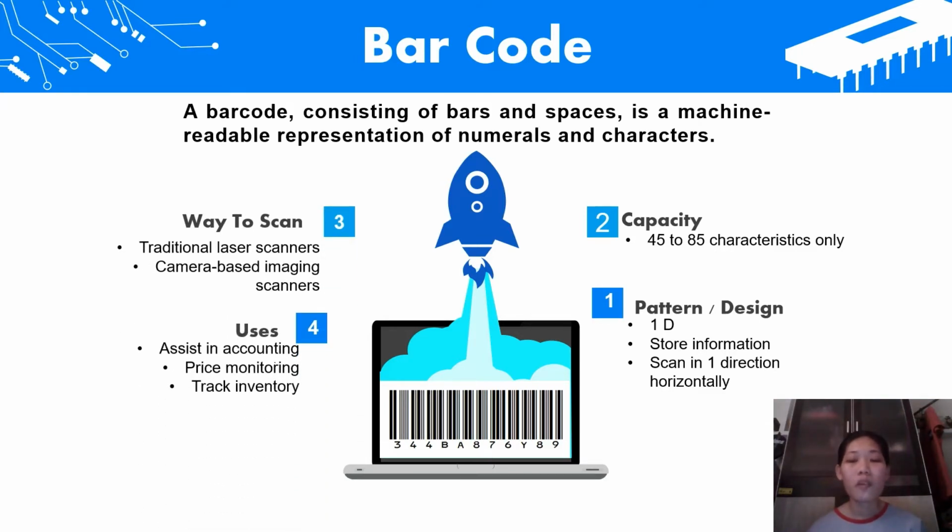First, pattern or design. Barcode is one-dimensional and stores information and scans in one direction horizontally. Second, capacity of barcode is around 45 to 85 characters only. Best to scan barcode is using traditional laser scanner or camera-based imaging scanner. Uses of barcode is existing in accounting, prime monetary and trade inventory.